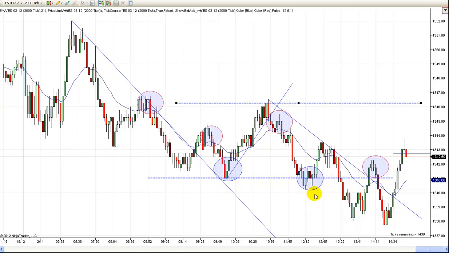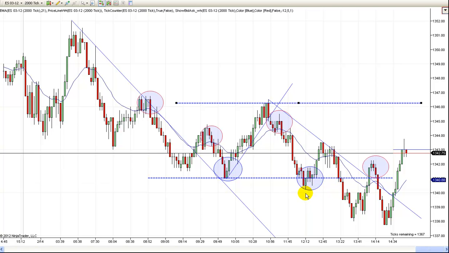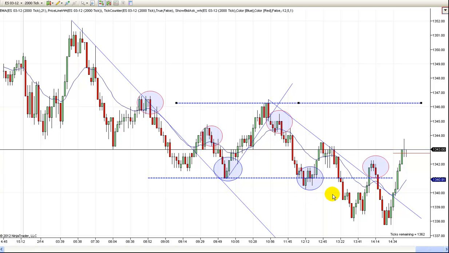And sometimes you just have to take the risk and enter here and put your stop down here and give it a tick or so below that, and just be ready to reverse with it if it does break and reverse lower or whatever.